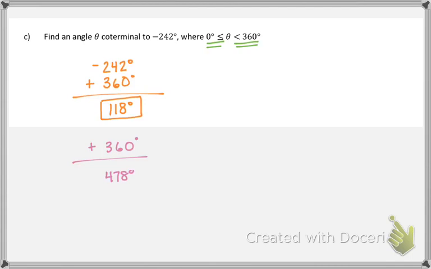So for a positive coterminal angle, you just add 360 to whatever your angle is. And for a negative coterminal angle, you just subtract 360. Positive coterminal angle, you add 360 until you get to a positive. Negative coterminal angle, you subtract 360 until you get to a negative.